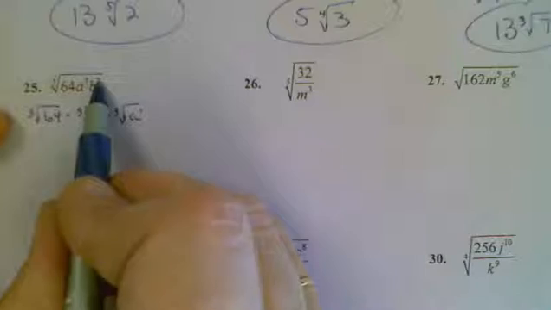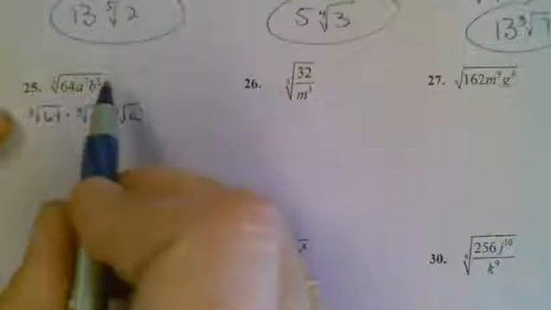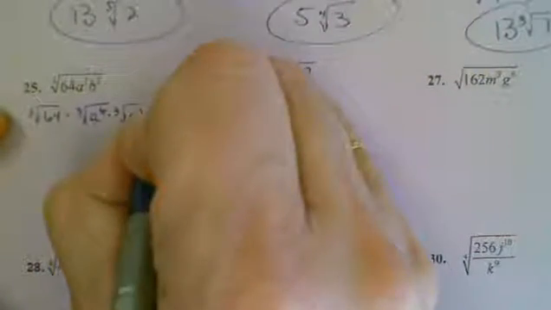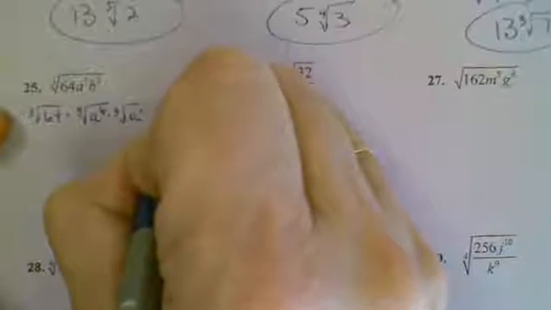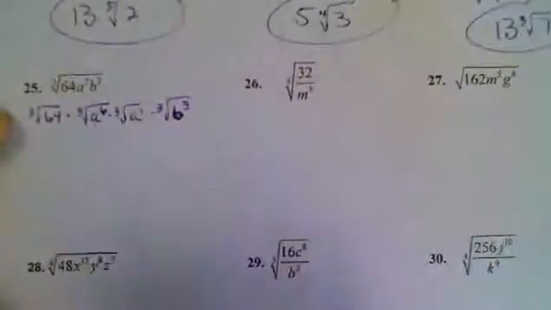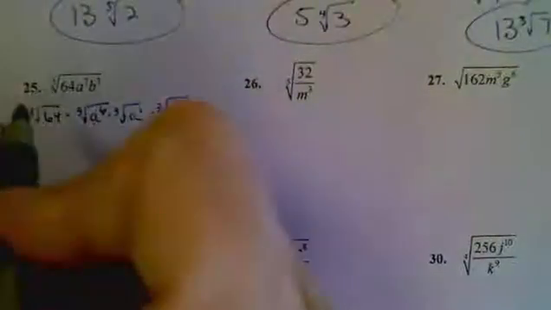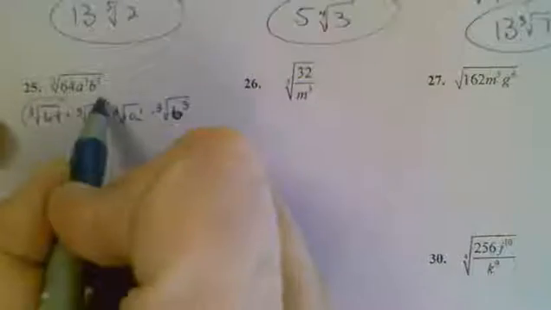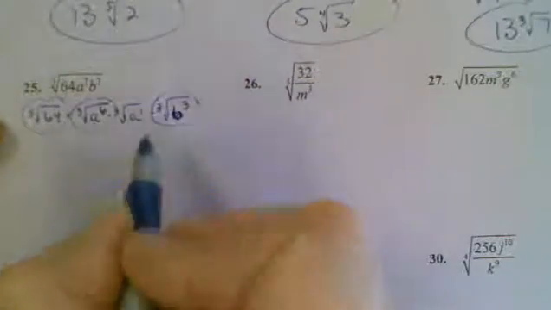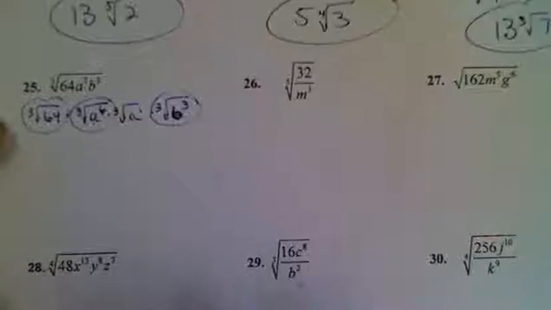And b to the 3rd is a perfect cube. That 3 is a multiple of 3. So I leave that one alone. And again, what I do is I circle the things that I can simplify, so I know what I need to take out of the radical sign.